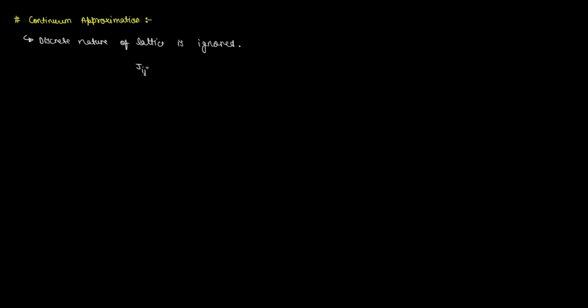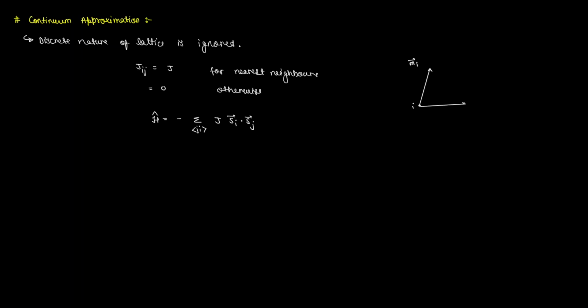For that, we will first assume that Jij can be taken to be equal to a constant J if i and j are nearest neighbors, and equal to 0 otherwise. Hence, the Hamiltonian can be written as minus J times the summation over Si dot Sj, where the summation is over only the nearest neighbors.